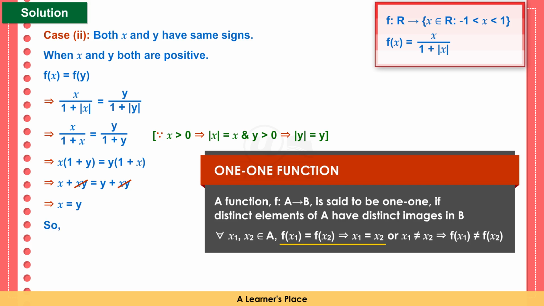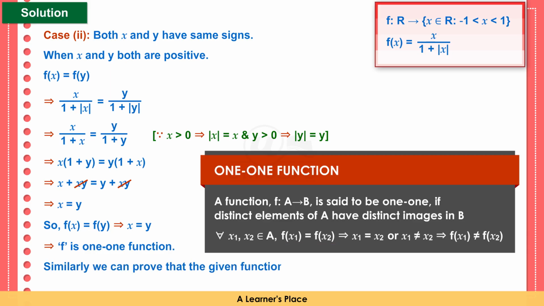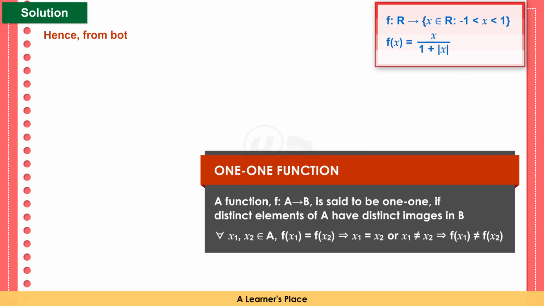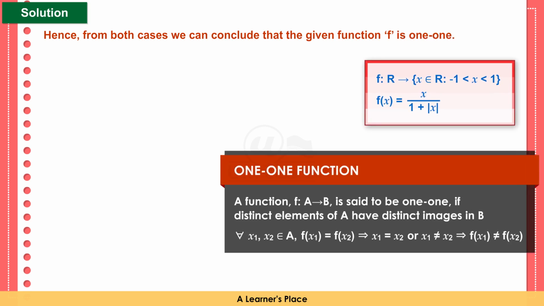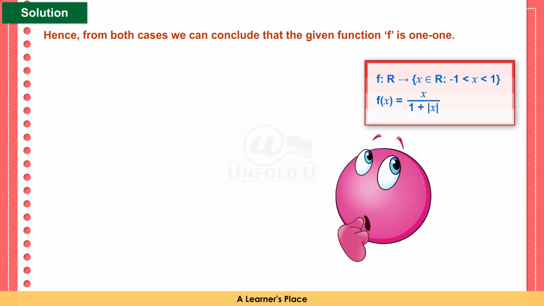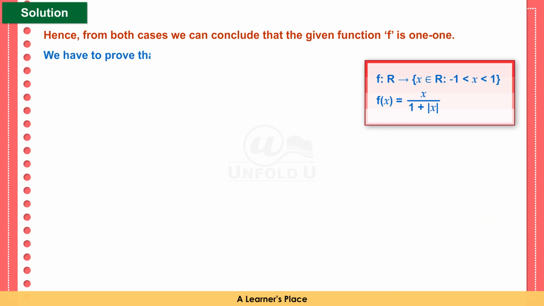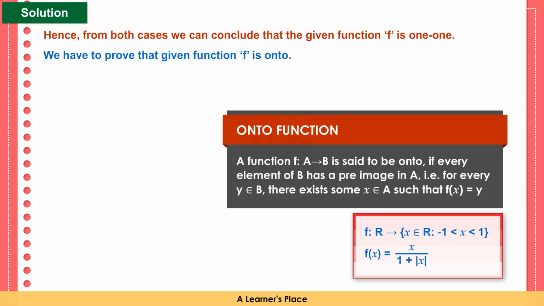which implies x is equal to y. So, f of x is equal to f of y implies x is equal to y, which implies f is 1, 1 function. Similarly, we can prove that the given function will be 1, 1 when both x and y are negative. Hence, from both cases, we can conclude that the given function f is 1, 1. Now, what do we have to prove? Yes, we have to prove that given function f is onto.